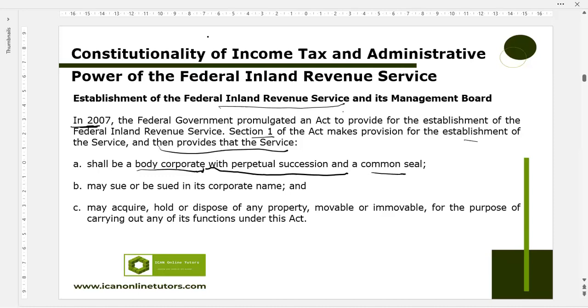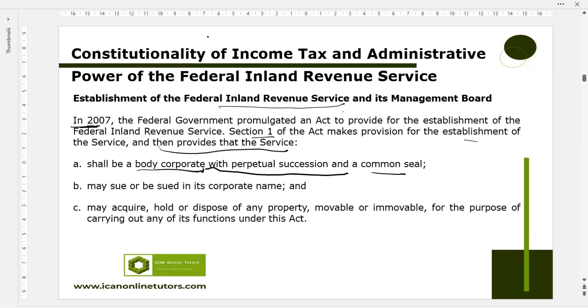Then they may acquire, hold, or dispose of any property, be it movable or immovable property, for the purpose of carrying out any of its functions under this Act. So they may acquire an asset. That's why you see some of their offices have staff buses, especially the regional or state head offices. So they may acquire, hold, or dispose of any property. They may sell some of their property inasmuch as it's for the purpose of carrying out any of their functions under the Act.